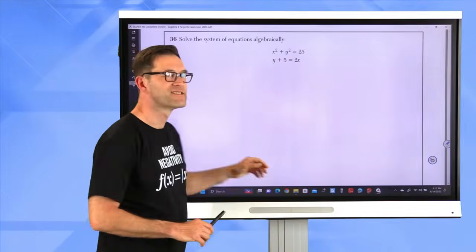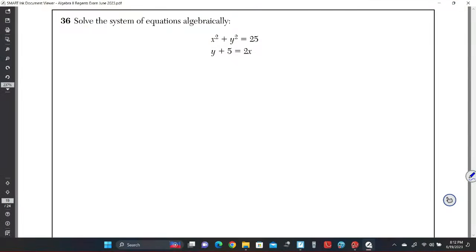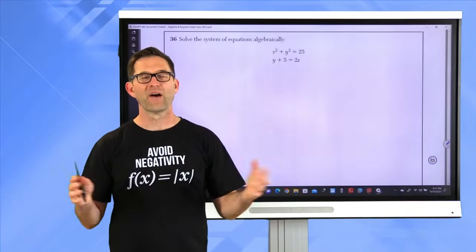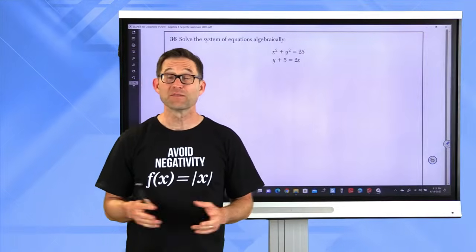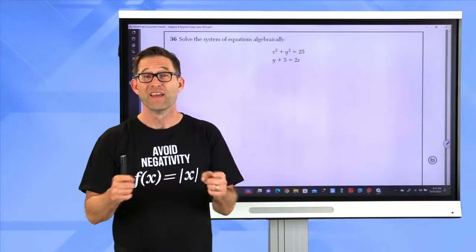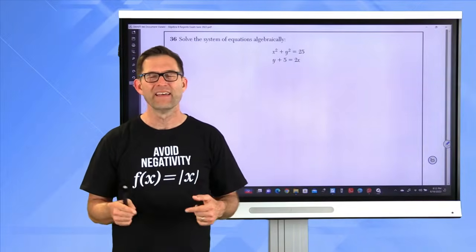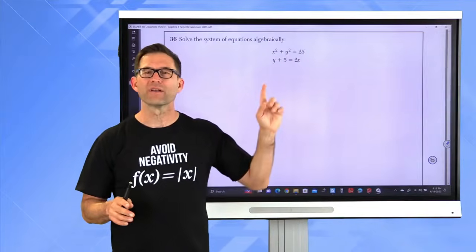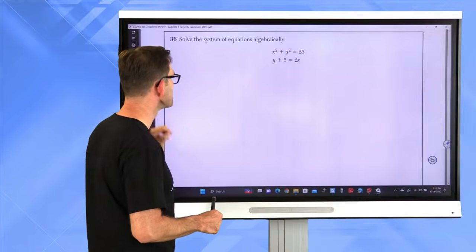Number 36. Solve the system of equations algebraically. I mean, you don't get very much more algebraic than solving a system of equations. Now, this particular one, unlike that system of 3 equations and 3 unknowns in the multiple choice where we were adding and eliminating and all of that, we're not going to do that here. We are going to solve this system by the age-old method of substitution.